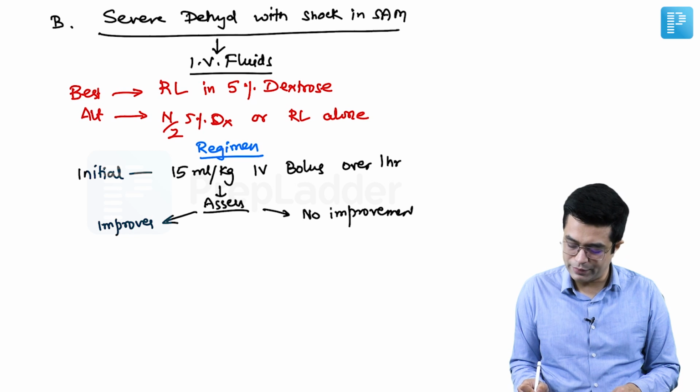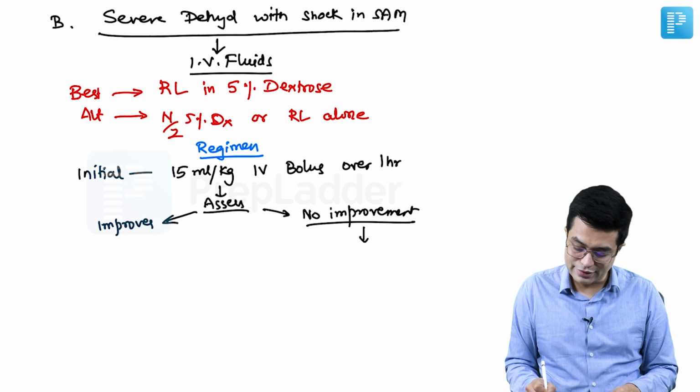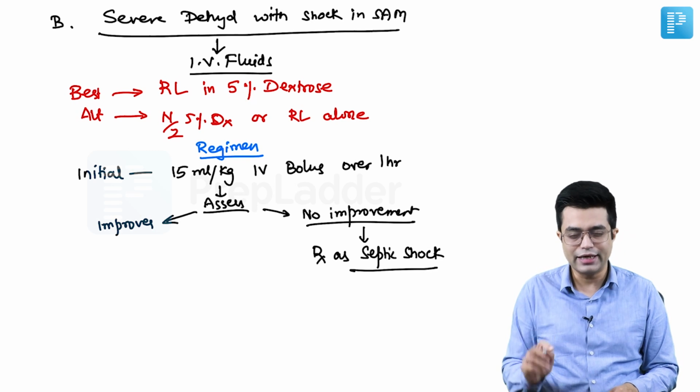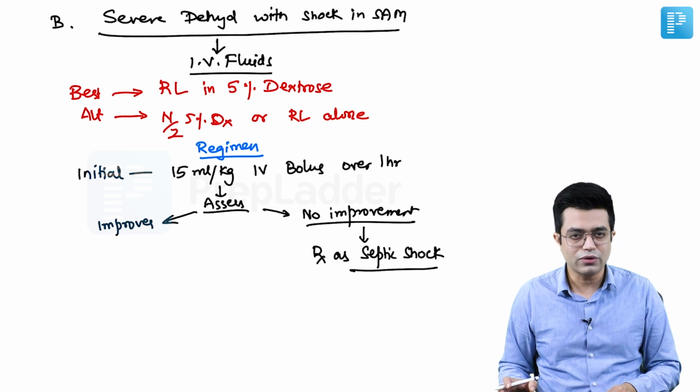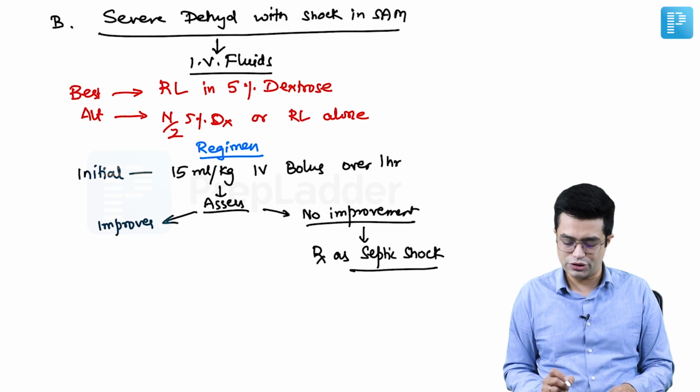In case there is no improvement after the 15 ml per kg bolus over 1 hour, you will treat it as septic shock. So the child will go into the septic shock algorithm. You will also consider early inotropic agents in this child. You will also give IV antibiotics in this child.